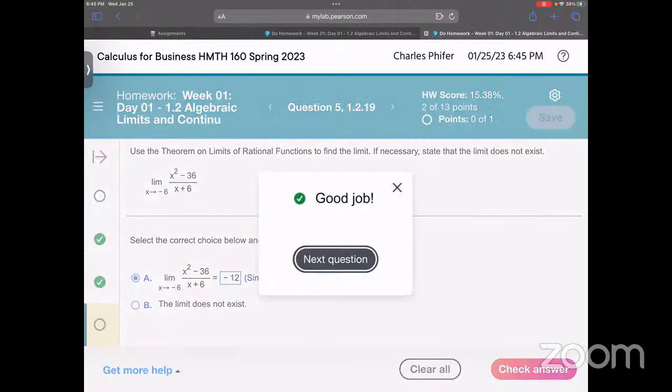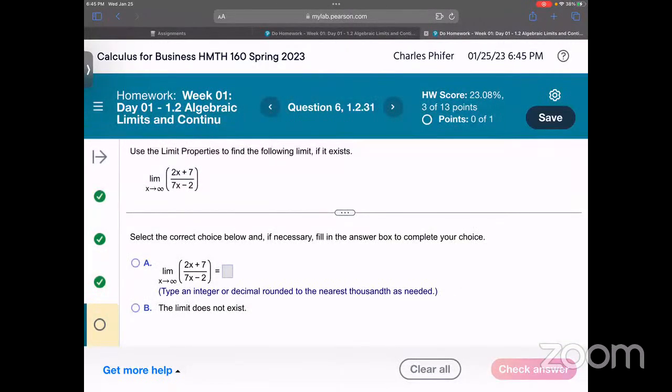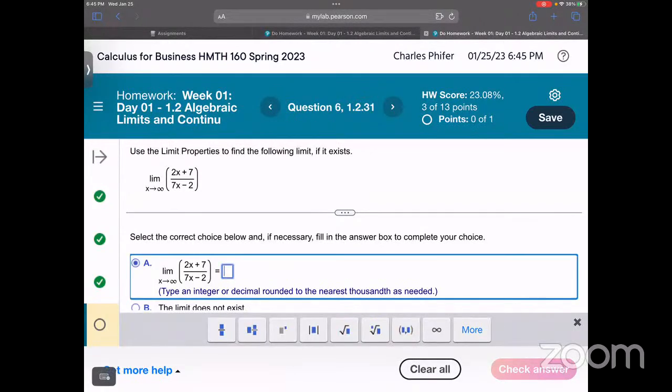Okay, I like that. They fixed that. Okay. So use the limit properties to find the following limit if it exists. So now, if we tried to let x run to infinity as is, then it's not really going to make any sense, all right? But if we use that trick that we used during lecture a few minutes ago, then maybe it'll put it in a form where we can let x get really large, right?